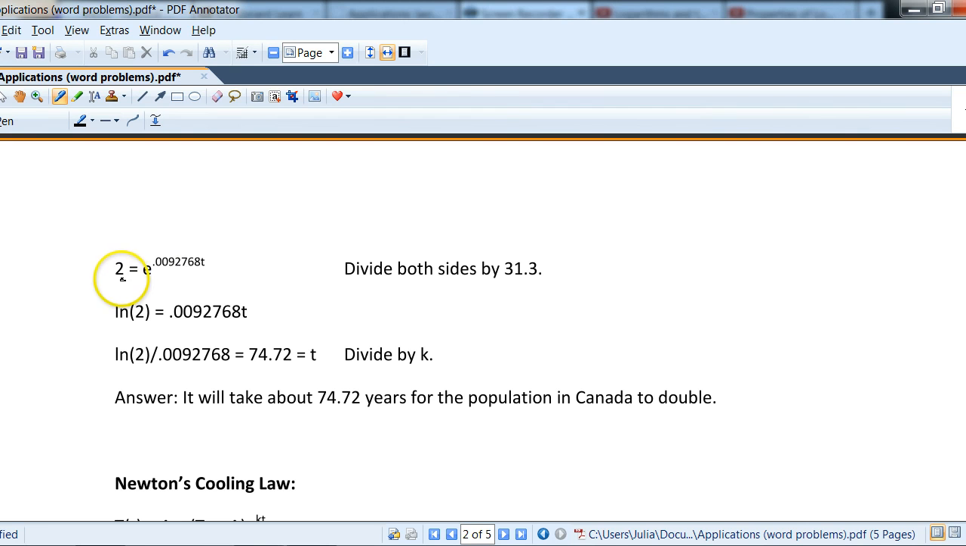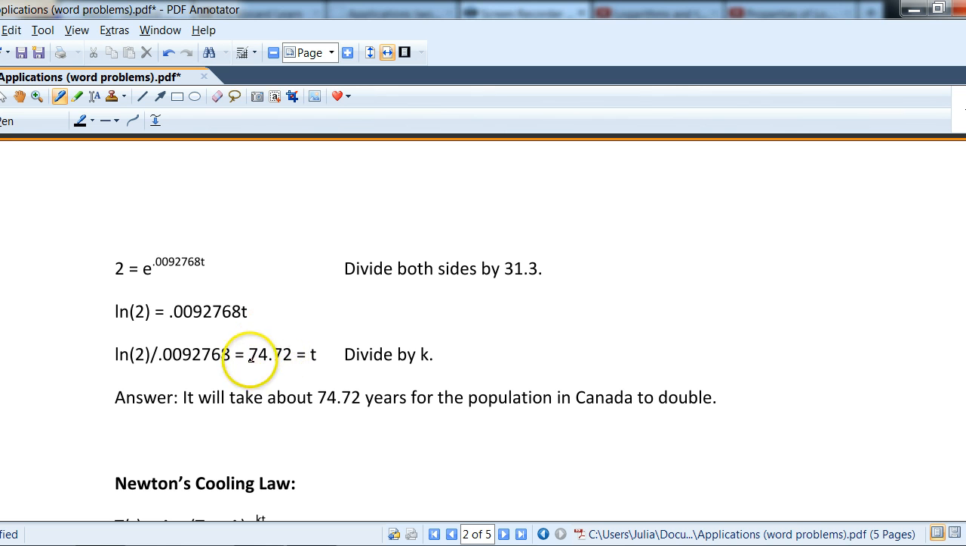Notice how we divide by the initial amount, so we get 2, which makes sense when you double it, equals e to that k times t. And then we take a ln of both sides. On the other side, it cancels. So we get the ln of 2 equals just the exponent, and then we divide by that k, and so we get about 74.72.